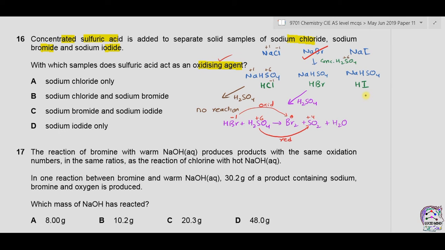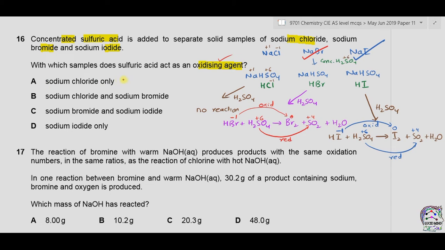The third reaction is with iodide, and iodide can also be oxidized by concentrated sulfuric acid. The reaction will be like this. As in the reaction, we can see that iodide has changed from -1 to 0. So again it is oxidation. And sulfuric acid has shifted from +6 to +4, which is reduction. So we can say that upon reaction with sodium iodide, concentrated sulfuric acid does behave as oxidizing agent.